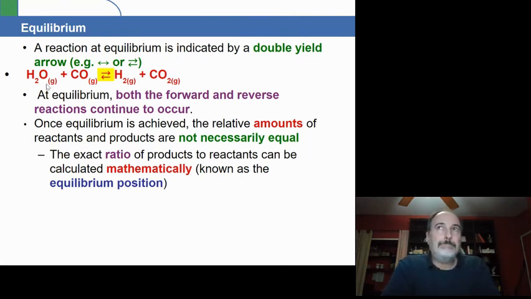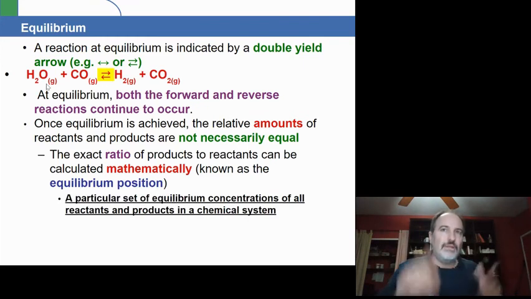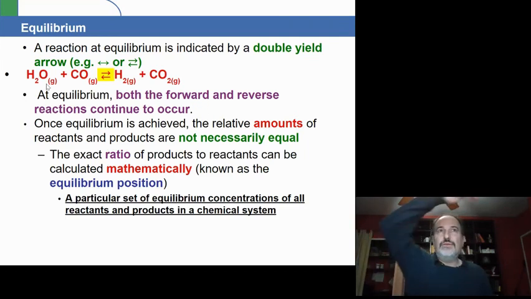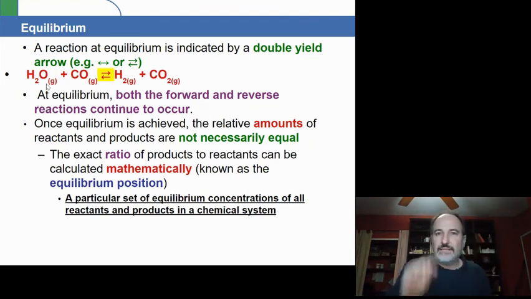Now, we're not going to worry about that too much. All right. We're not going to worry about the equilibrium position so much, and we're not going to calculate it mathematically or anything like that. All right. We're just not going to worry about that, but it can be done. What we are going to worry about is, first of all, the equilibrium position is the particular set of equilibrium concentrations of all the reactants and products in a chemical system. All right. In other words, where you stop, as it were. Are you close to the bottom, close to the top, somewhere in the middle? That's known as your equilibrium position. We're not going to worry about the exact numbers.